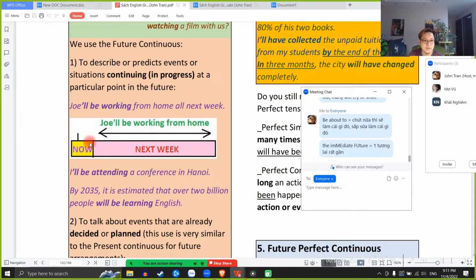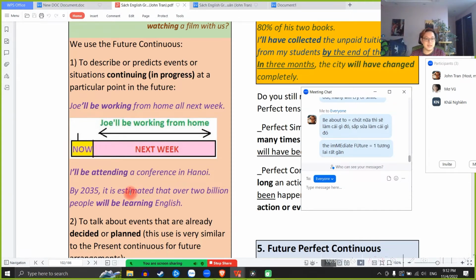Tức là bây giờ nè, now nè, cái tuần tới là chưa diễn ra nè, và nguyên cái tuần tới là đang làm luôn nè. So this one is now and this is next week. Next week hasn't happened yet, but Joe will be working from home like continuously next week. Tương lai tiếp diễn nè. Tôi sẽ đang dự một hội nghị ở Hà Nội. I will be attending a conference in Hanoi.